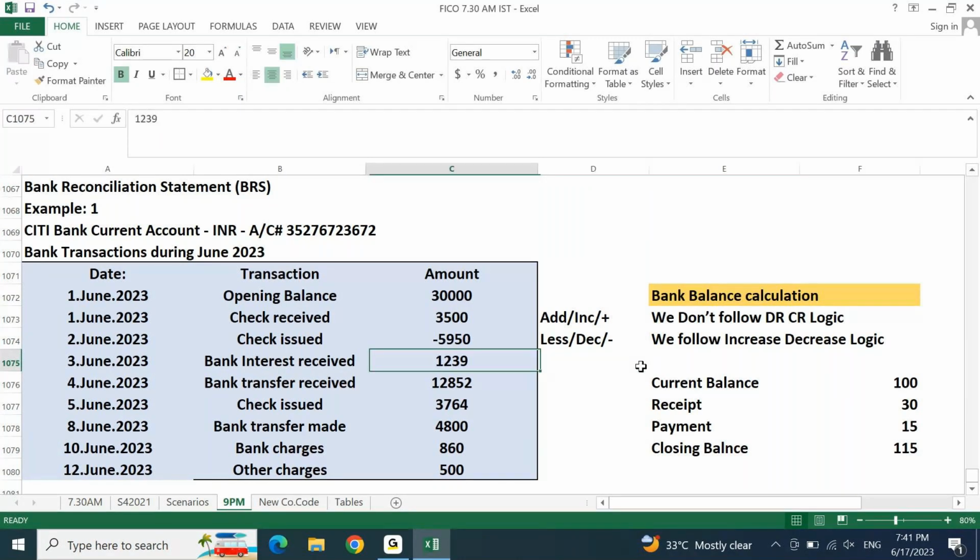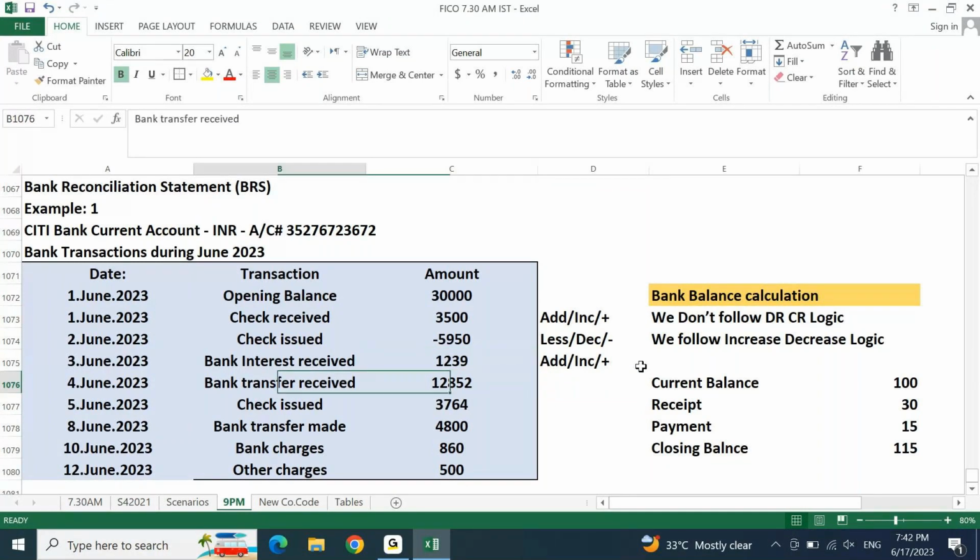Third one, bank interest received. When you receive the bank interest, your bank balance will increase or decrease? Increase. Anything which is increasing, a positive number or a negative number? It's a positive number. For positive number, we will put add, increase or plus. You can call it in any of the things that you are comfortable with. For positive number, we will not put any plus. It will be a direct plain number.